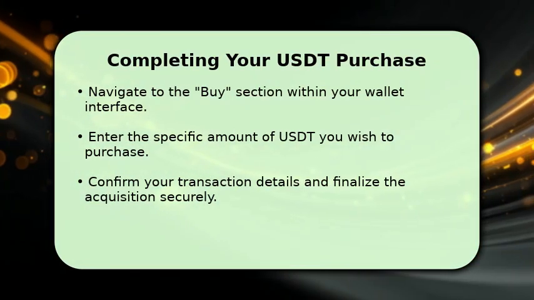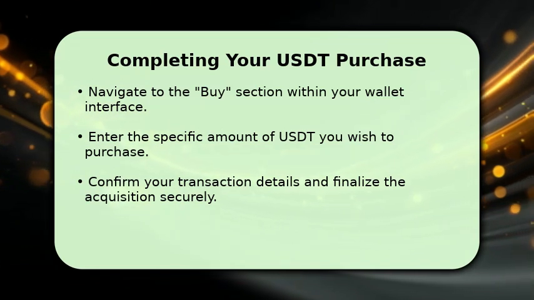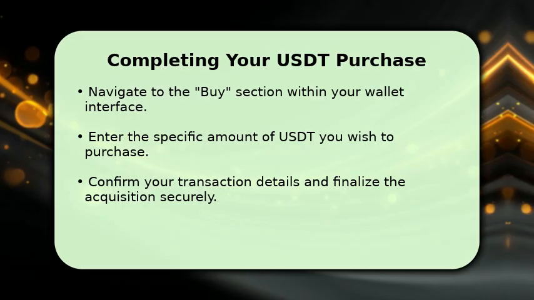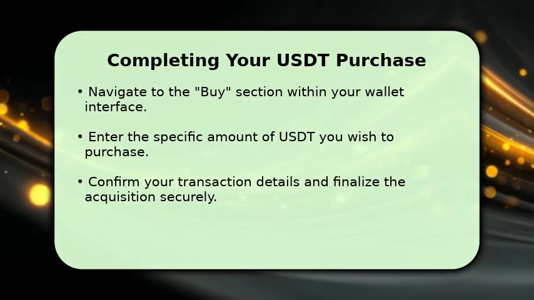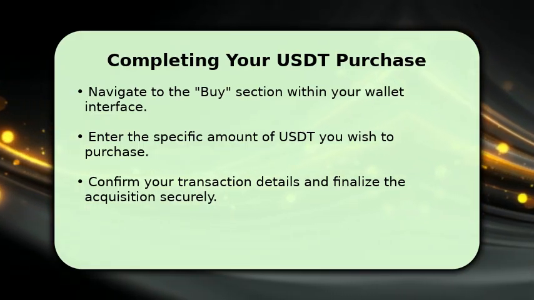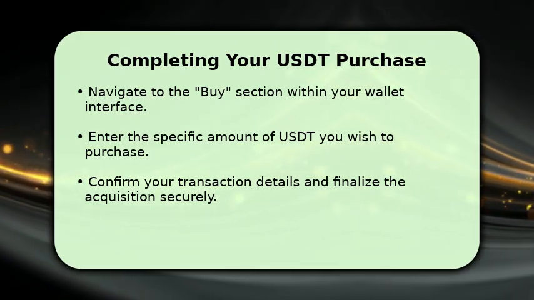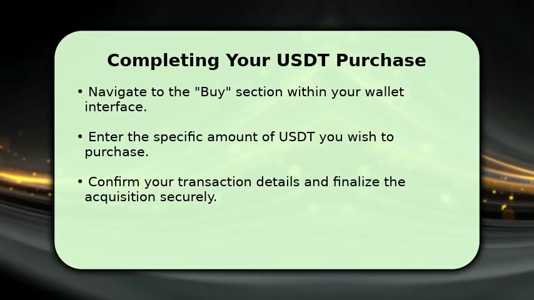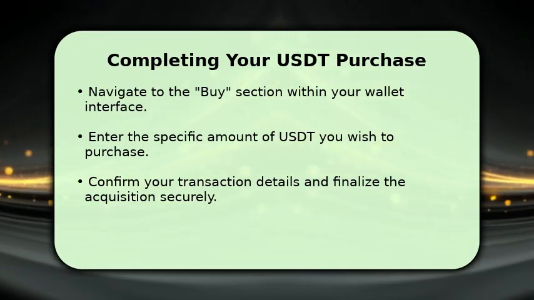Now, let's complete your USD purchase. Head over to the Buy section within your Bitcoin wallet. Here, you'll specify the exact amount of USD you want to acquire. For example, you might choose to buy 100 USD. The platform will display the equivalent cost in your chosen fiat currency. Carefully review all the transaction details, including the amount and fees, before confirming your purchase. With just a few clicks, your USD will be on its way to your wallet.